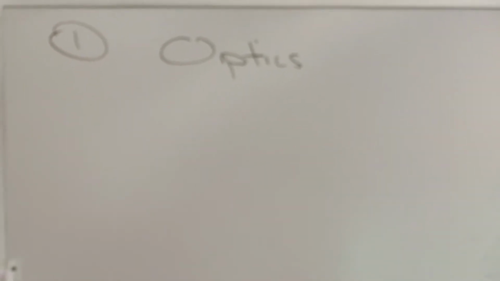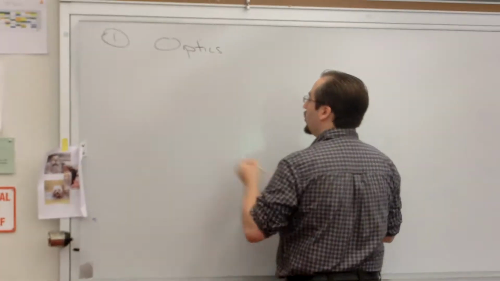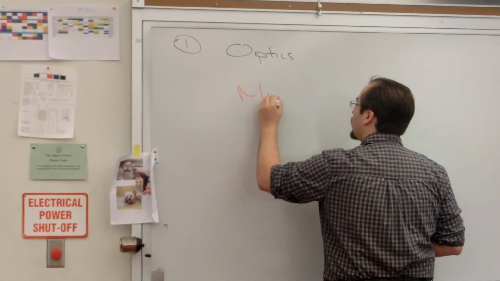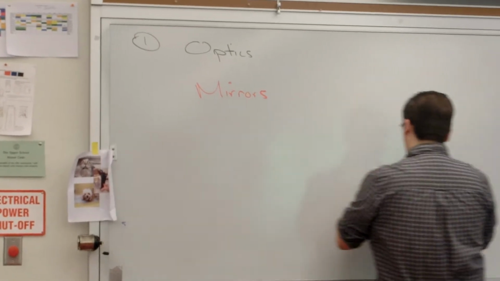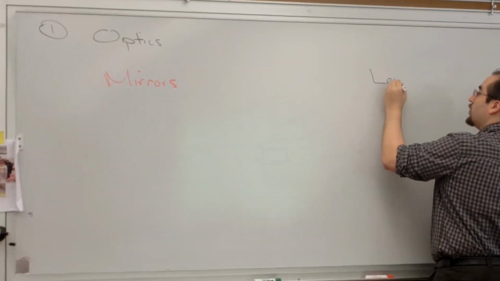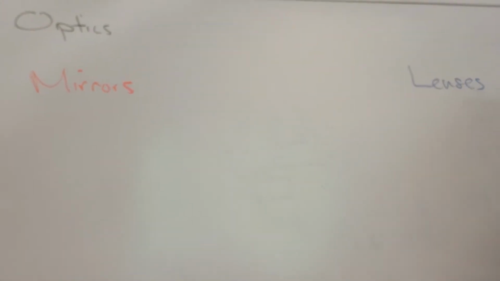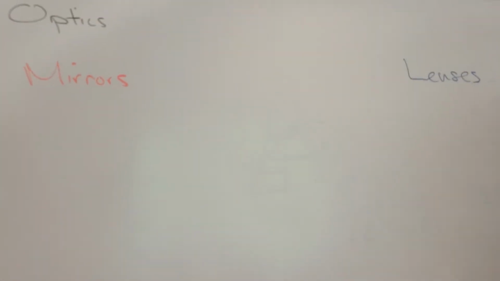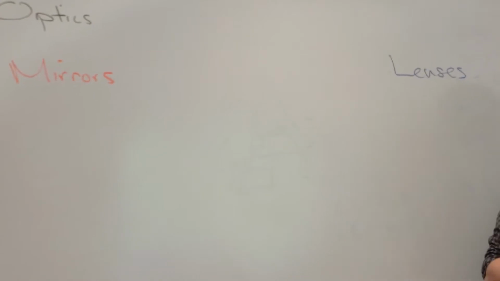Alright? You have 2 choices when you're doing this optics problem. You can either go down the route and do mirrors, or you can go down a route and do lenses. Okay? Do we only have to study one, or should we know both?